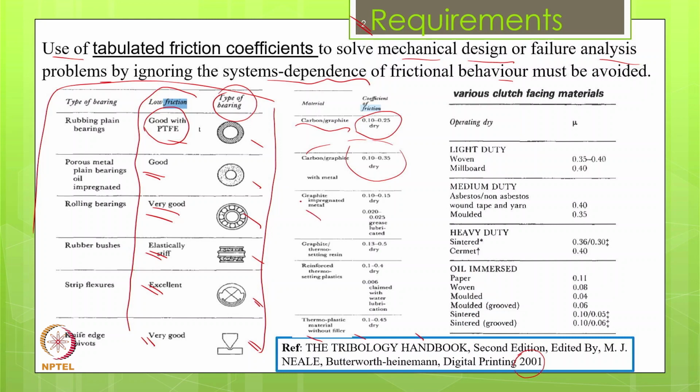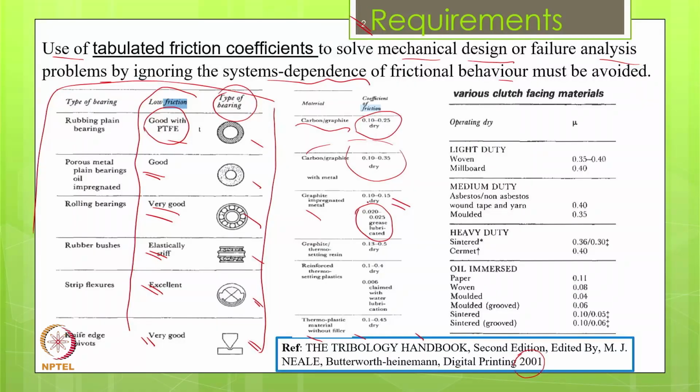Now graphite impregnated metal gives a lesser coefficient of friction. Why and how? Because we want to innovate and we need analysis. We really require a quantification in terms of a model. And then if it is grease lubricated, the coefficient of friction drops down to 0.02. These are very good data, but we really require to implement them. How do we implement without any quantification? Just by picking up this data, will I get good results?